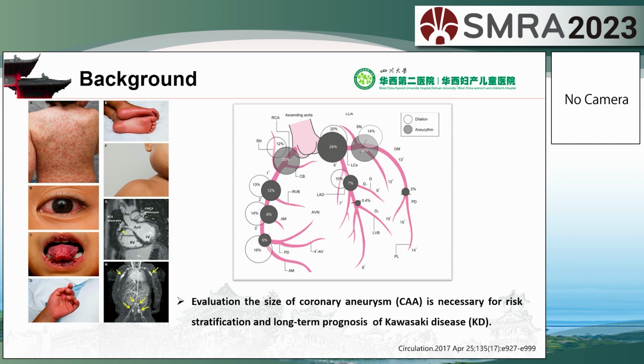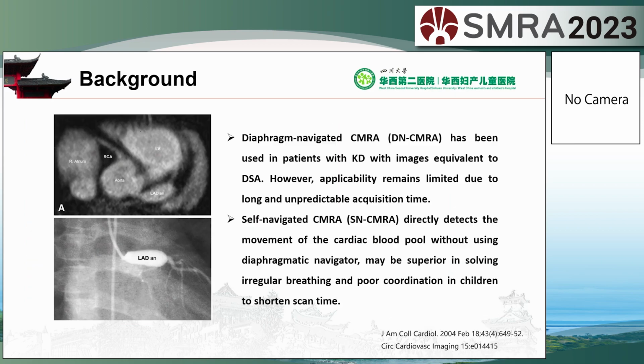Evaluating the size of coronary aneurysm is necessary for risk stratification and long-term prognosis of Kawasaki disease. Diaphragm-navigated MRA has been used in patients with KD with images equivalent to DSA. However, application remains limited due to long and unpredictable acquisition time. Self-navigated MRA directly detects the movement of the cardiac blood pool without using a diaphragmatic navigator, and may be superior in solving irregular breathing and poor coordination in children to shorten scan time.